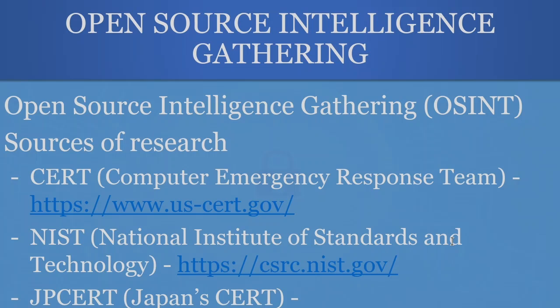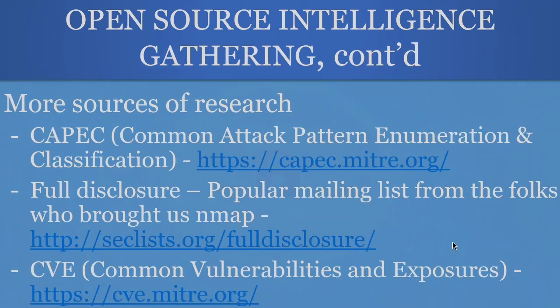then NIST, the National Institute of Standards and Technology. These are all government websites. But then come most of the normal websites, like CAPEC, Common Attack Pattern Enumeration and Classification. I never heard of them actually. There is Full Disclosure, and there are also checklists, from the people who brought us Nmap.